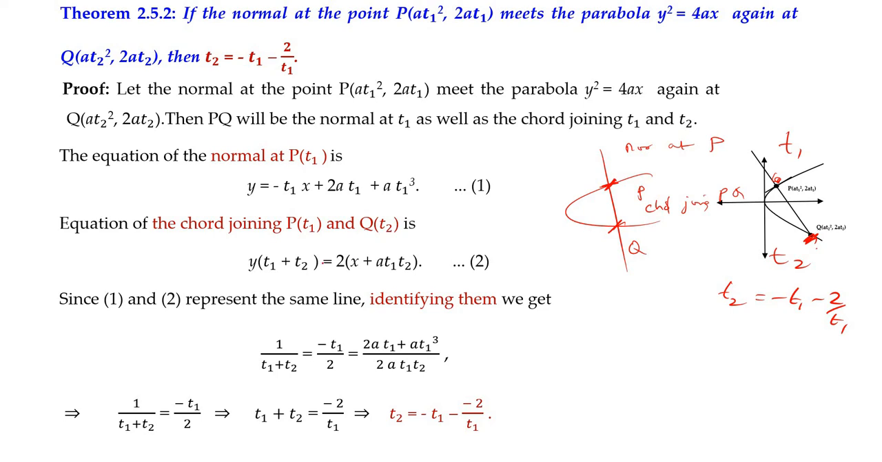P and Q. So its equation will be like this. From that, because both of them represent the same line, you can identify them. When we do so, this is what we get, and from these two itself we are getting what is required. So 1 by t1 plus t2 is equal to minus t1 by t2, and that in turn implies this, which in turn gives t2 is equal to minus t1 minus 2 by t1, to be remembered always.